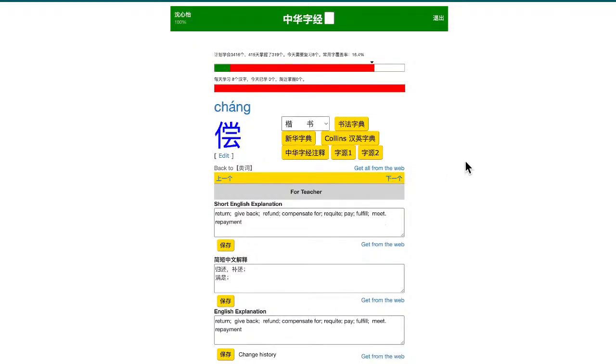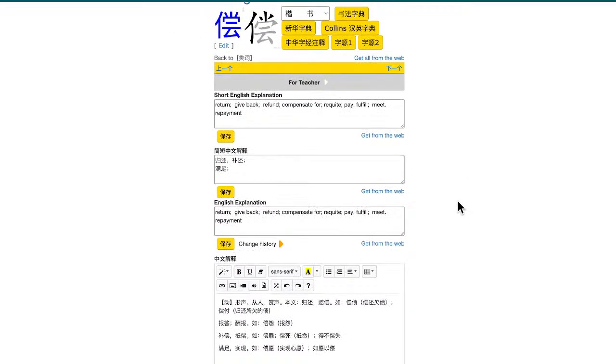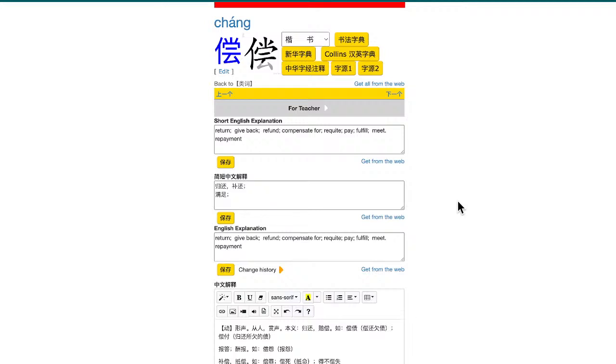Next one, 偿. Now 偿 means return, compensate, repayment, or give back, refund. Basically, there is some kind of damage or harm, or cost, may not be harm, but cost, and then you're going to pay, reimburse or compensate that cost. That is called 偿.